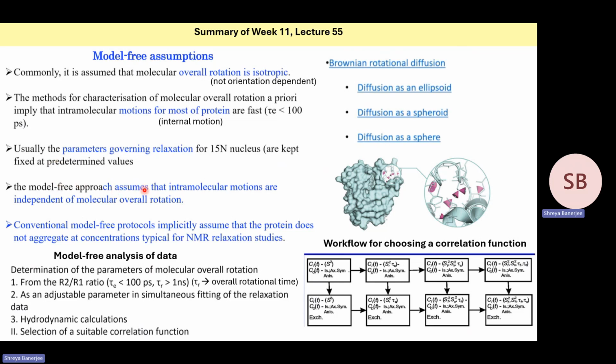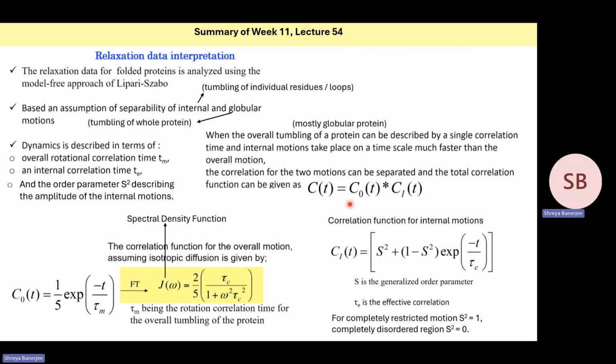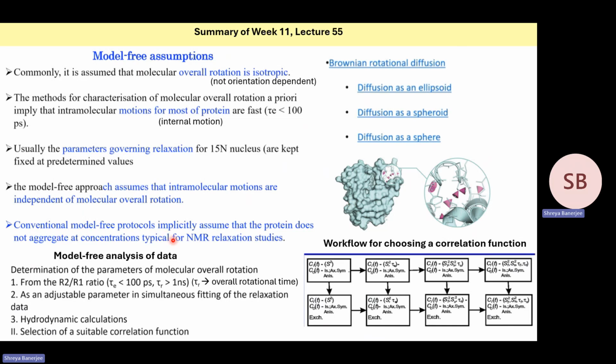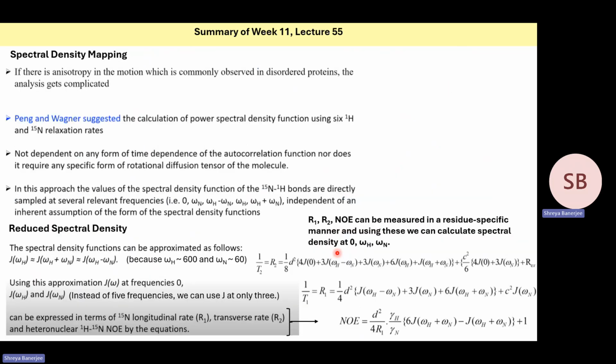The model-free approach assumes that the intramolecular motions are independent of the molecular overall rotation, which is why we could separate it out into two terms. And conventional model-free protocols implicitly assume that the protein does not aggregate at concentrations typical for NMR relaxation studies. This is also obvious because we did not consider anything for aggregation in the model-free formulas that we have discussed. So that is mostly about the model-free assumptions. We don't need to look more into the details of this.